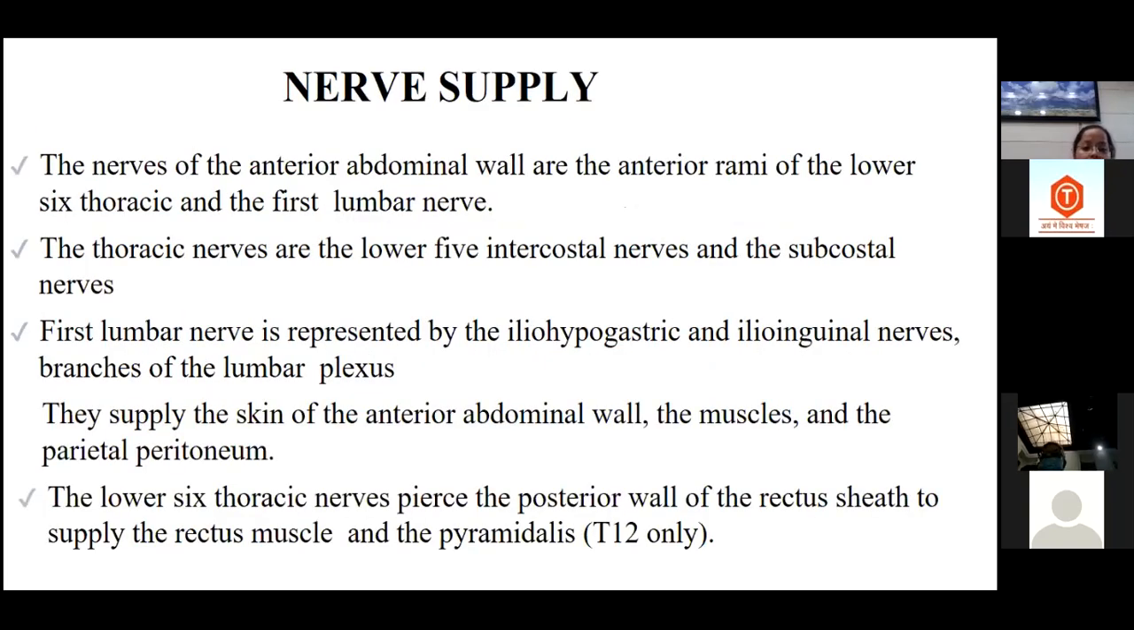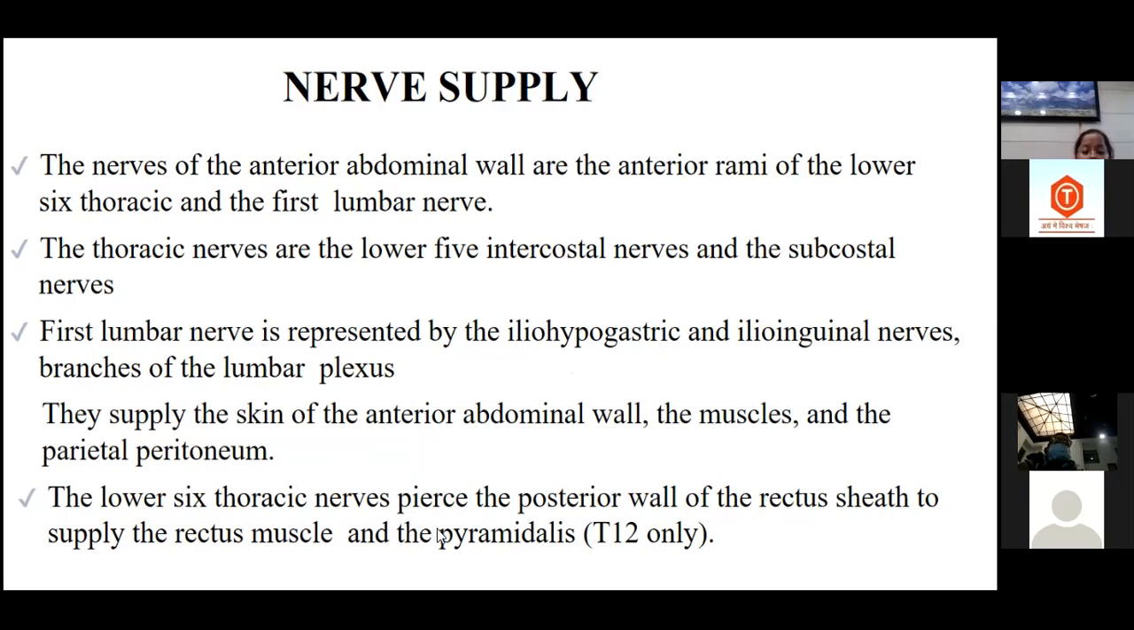The nerve supply of the anterior abdominal wall is the anterior rami of the lower six thoracic and the first lumbar nerve. The lower six nerves are the lower five intercostals and the subcostal nerve. The first lumbar nerve is represented by the iliohypogastric and ilioinguinal nerves, which are branches of the lumbar plexus. They supply the skin of the anterior abdominal wall, the muscles, and the parietal peritoneum.